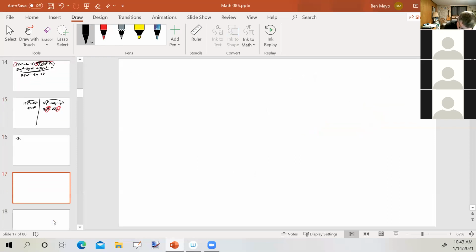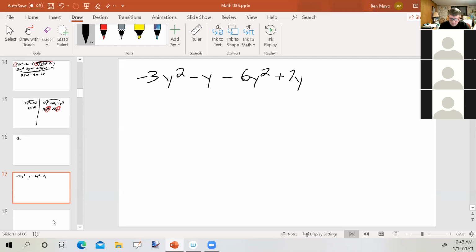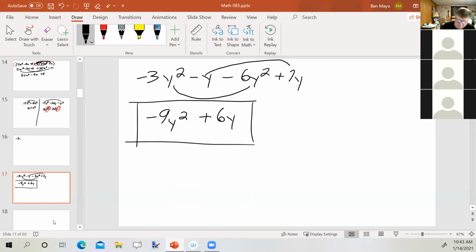Now let's see what we got here. Negative 3y squared minus y minus 6y squared plus 7y. So these are like terms. Negative 3y squared minus 6 more y squared would be negative 9y squared. And then minus 1y plus 7y would be plus 6y. So that would be the final binomial in standard form. Questions there?